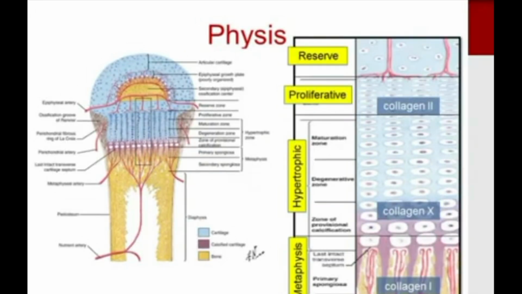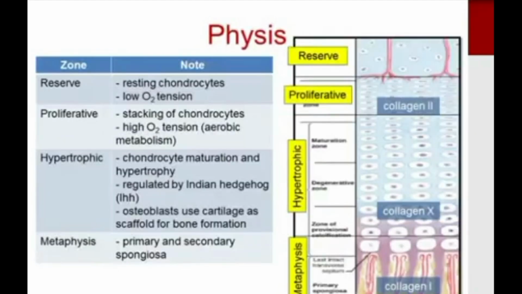The physis, I think it's important for us to understand the different layers of the physis and how they work and what's in each one. So the reserve zone is going to be the resting cartilage. We have resting chondrocytes that are preparing to proliferate in order to form the growing skeleton. The proliferative zone is when the chondrocytes start to stack. Here you have higher oxygen tension. The hypertrophic zone is where chondrocytes start to mature and really hypertrophy. This is where you start seeing the large chondrocytes, and they start to calcify and eventually become the metaphysis, where you have the primary and the secondary spongiosa.